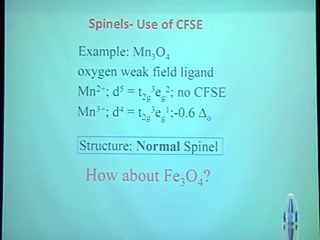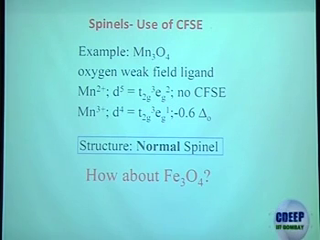Manganese 3+ d4 is t2g3 eg1, so you are going to get a net minus 0.6 delta O. That is what you have calculated, right? Minus 12 plus 6 is minus 6 Dq. Okay, now this is the normal spinel.